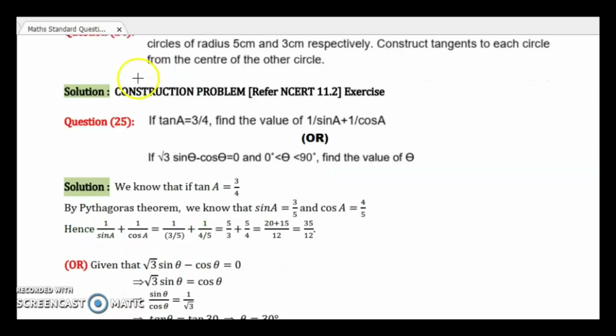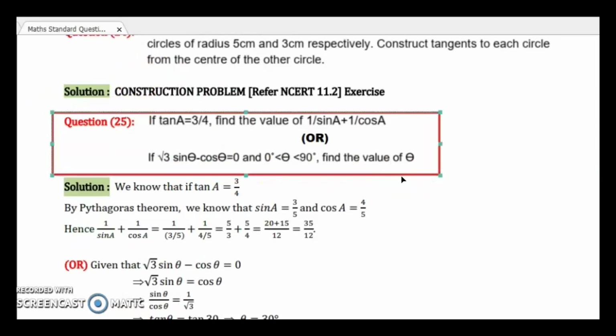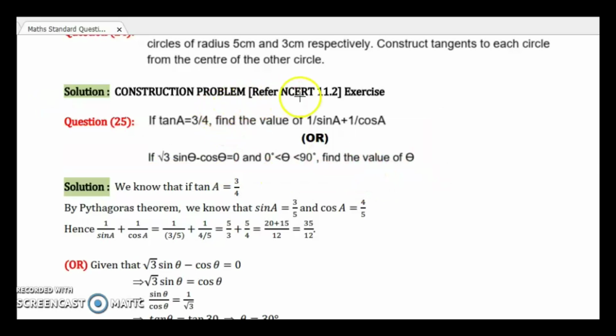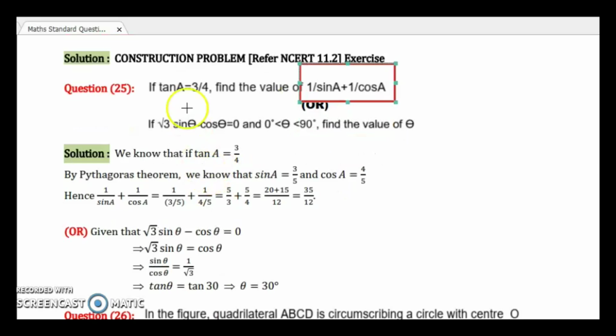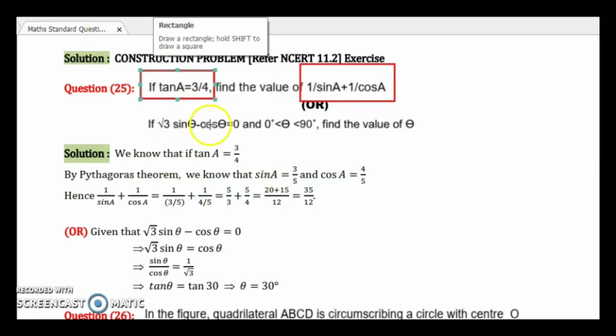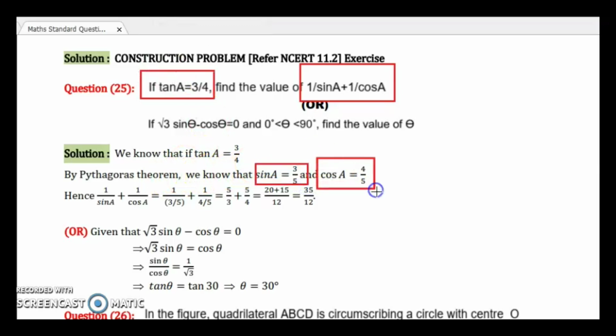What does question number 25 say? It is an either-or problem. tan A equals 3 by 4. Find the value of 1 by sin A plus 1 by cos A. If tan A equals 3 by 4, everybody knows by Pythagoras theorem that sin A equals 3 by 5 and cos A equals 4 by 5. It's very simple.